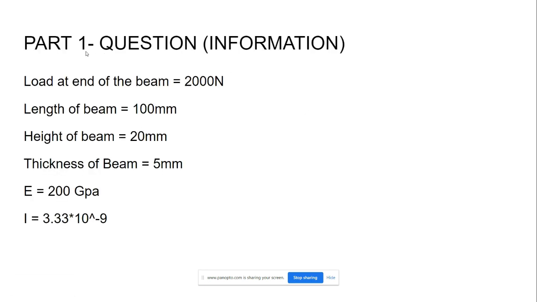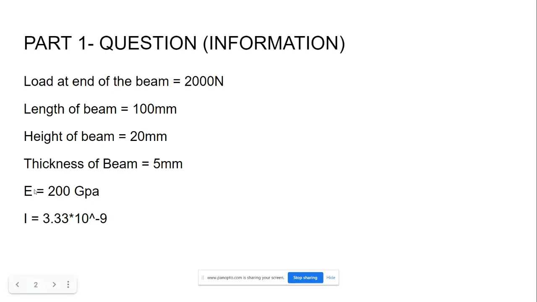So in part 1, going through the question, I'm getting the information: the load at the end of the beam is 2000 Newton, the length of the beam is 100 mm, the height of the beam is 20 mm, the thickness of the beam is 5 mm, and the elasticity is 200 GPa.